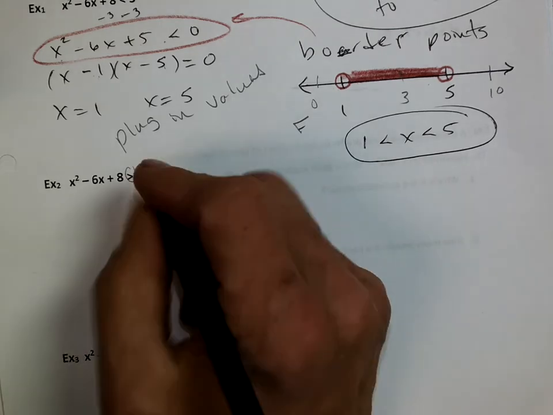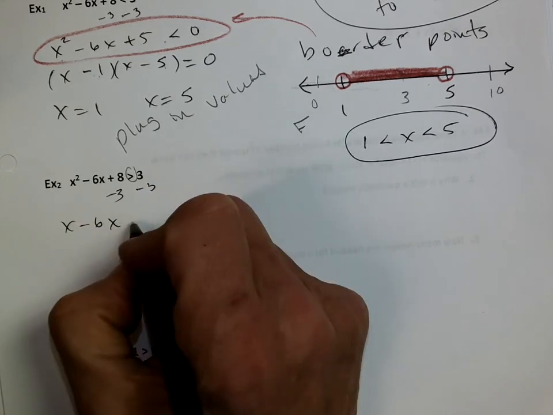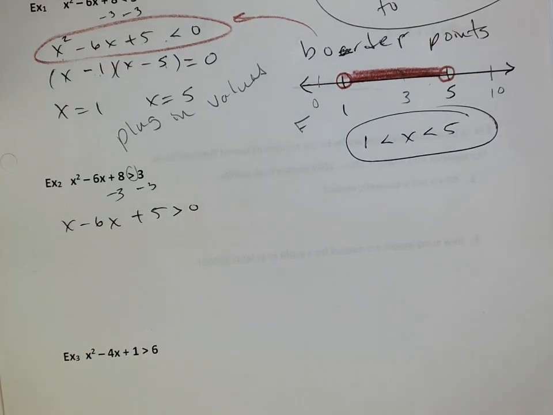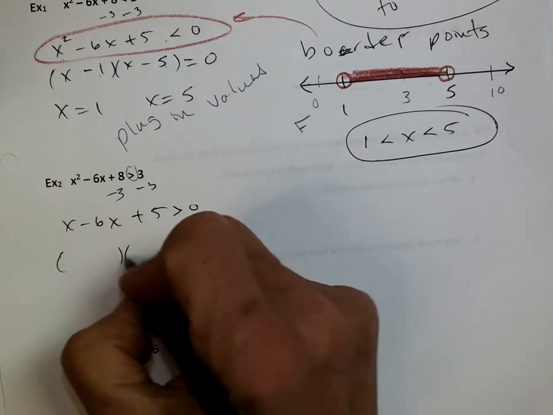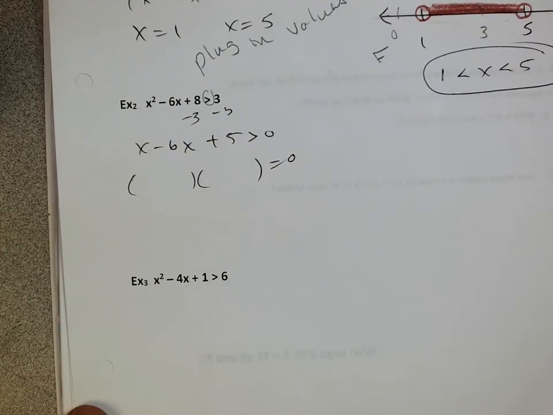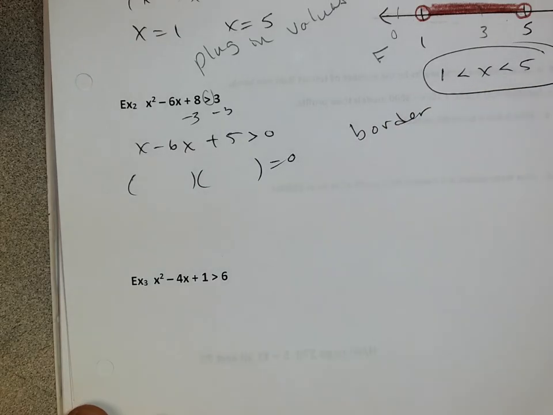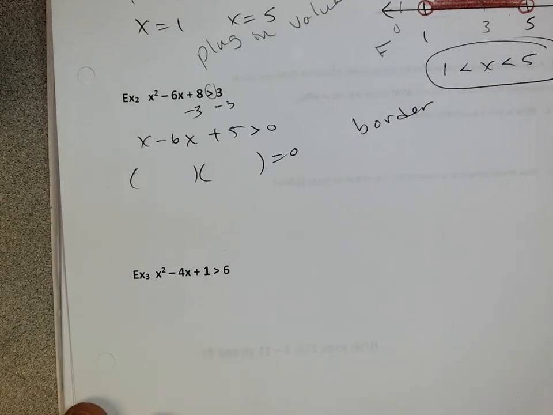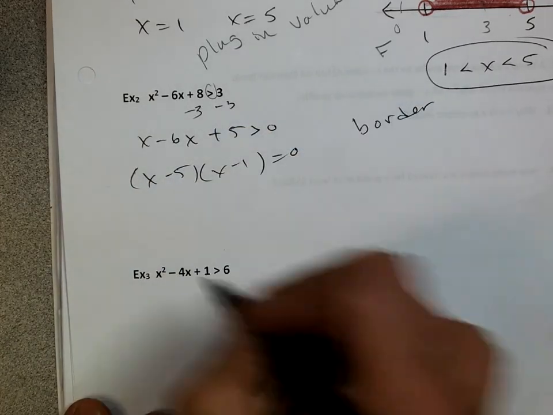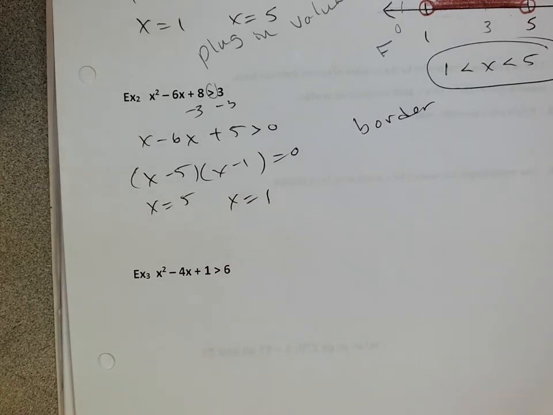So again, I'm going to go minus 3, and I'll have x squared minus 6x plus 5 is now greater than 0. We know if we factor and get our border points that equal 0, we're doing the same thing. We're looking for our border points. X minus 5, x minus 1. Obviously our border points are at 5 and 1. So it's the exact same problem we just did, correct?